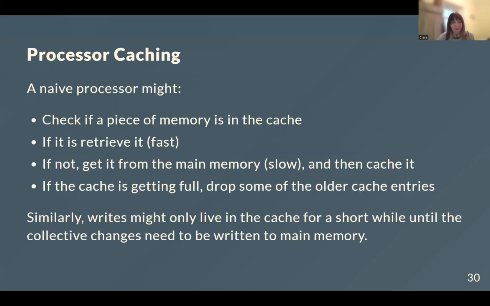So a naive processor might check if a piece of memory is in the cache. If it is, retrieve it. If not, then get it from the main memory, which will be slow, and then cache it. Once the cache gets full, drop some of the older cache entries.